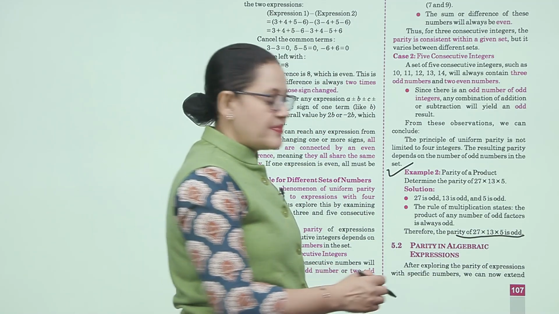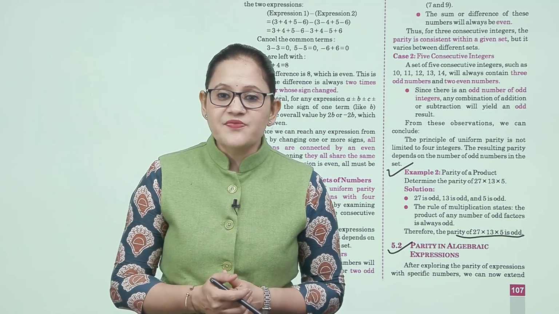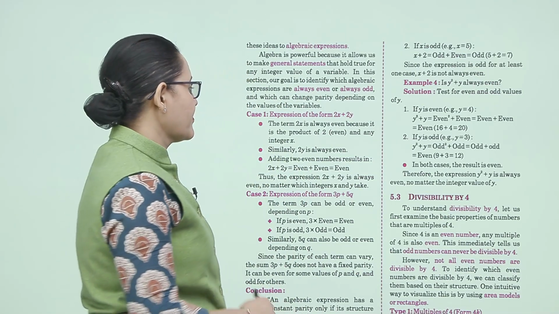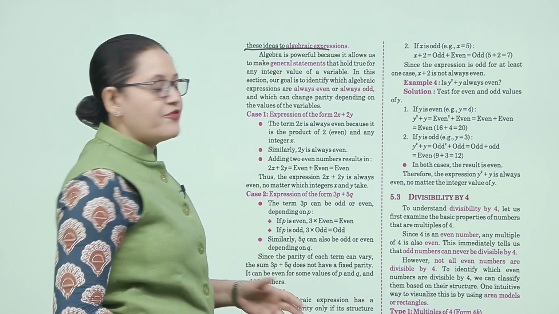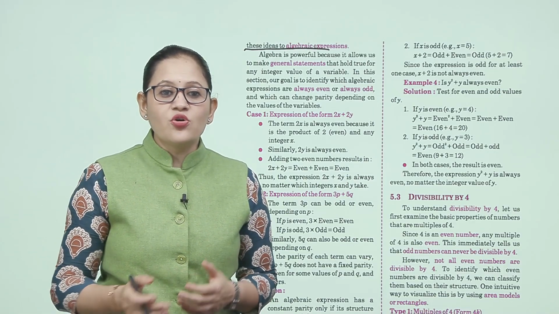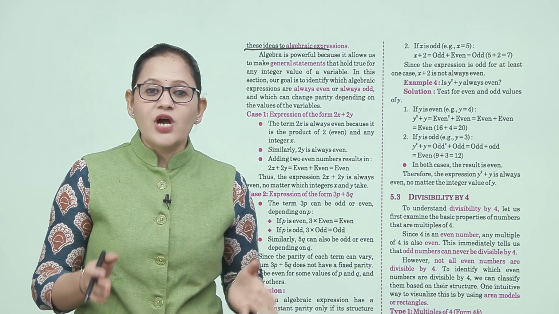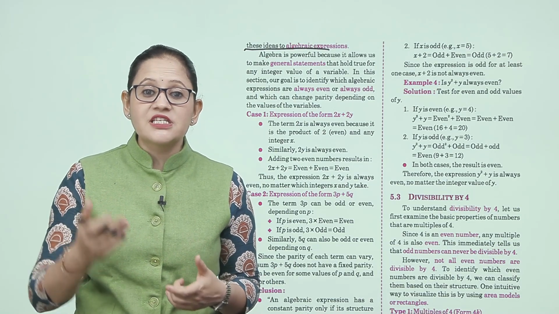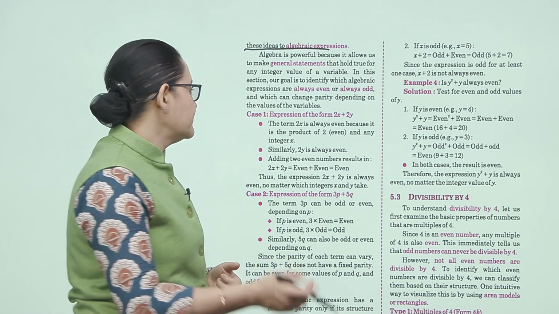Now, parity in algebraic expressions. After exploring the parity in expressions with specific numbers, we can now extend these ideas to algebraic expressions. Algebra is powerful because it allows us to make general statements. It holds true for any integer value of the variable. In this section, our goal is to identify which algebraic expressions are always even and always odd, and which can change parity depending on the values of the variable.